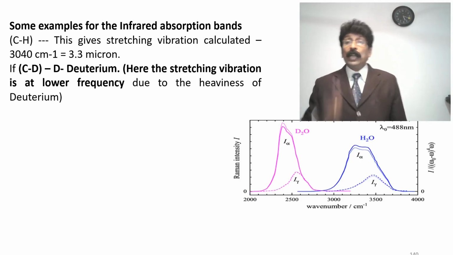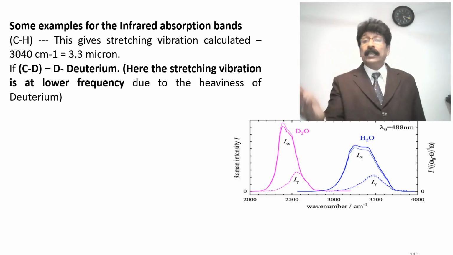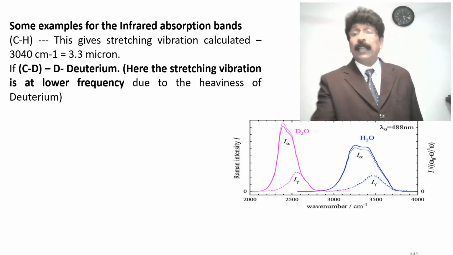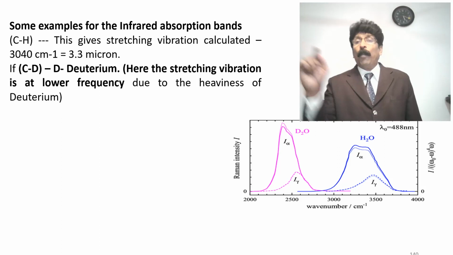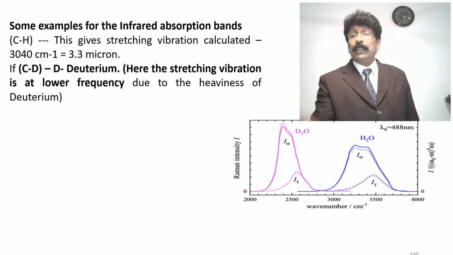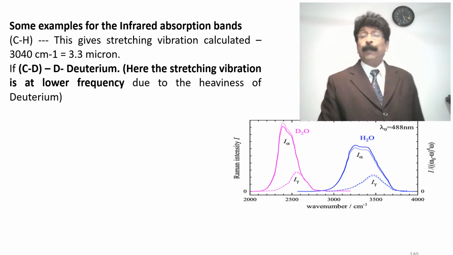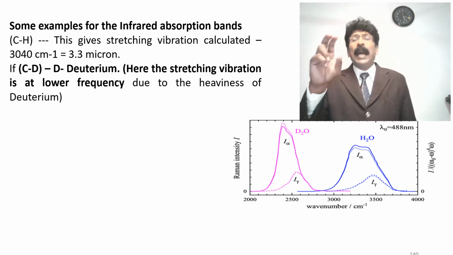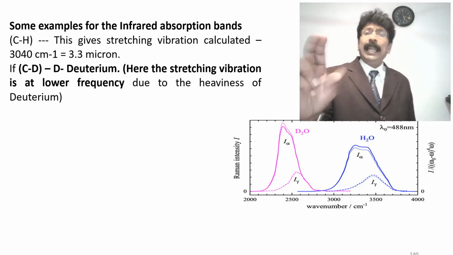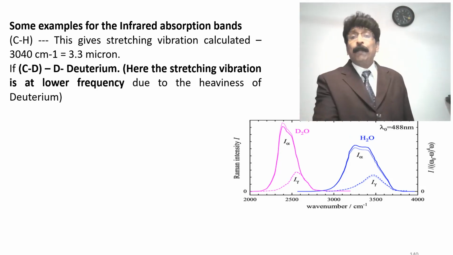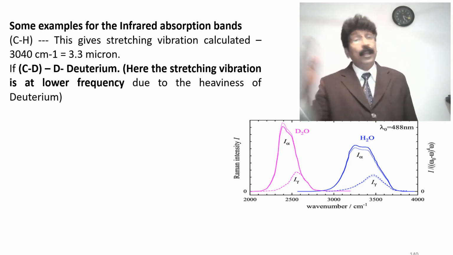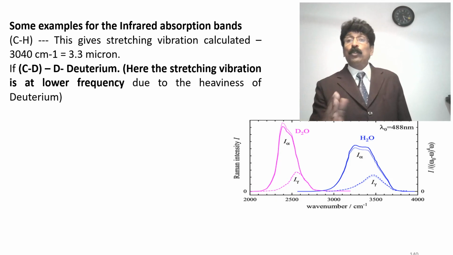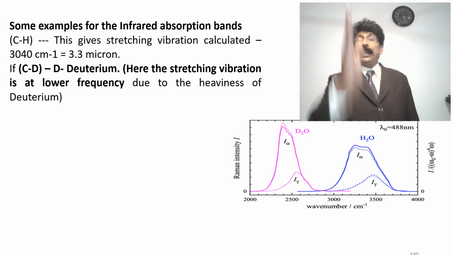You can see this picture. Water gives a peak due to the hydrogen with O bonding between 3000 and 3500. At the same time, when hydrogen is replaced by deuterium, you see the peak. You are getting that intensity of absorption of the IR spectrum between 2300 and 2500, the pink color.